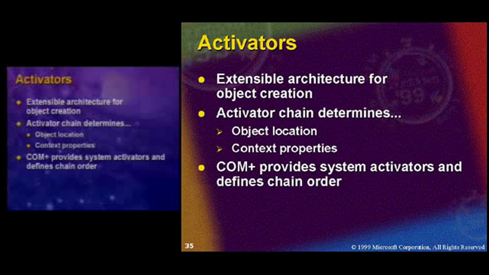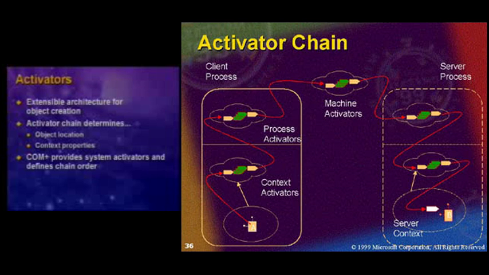The activation chain is going to be responsible for figuring out where the object gets created and what its context properties need to be. So it determines the environment that the object is going to live in. We provide the system activators, and we define the order that they get called in. So we are in control of this.